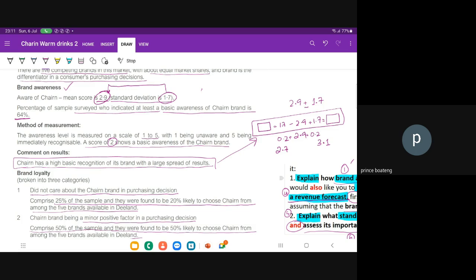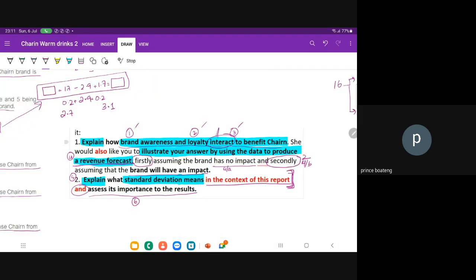That's the interactive part, right? So we are done with this part. Okay. Now, what's next? Revenue forecast.